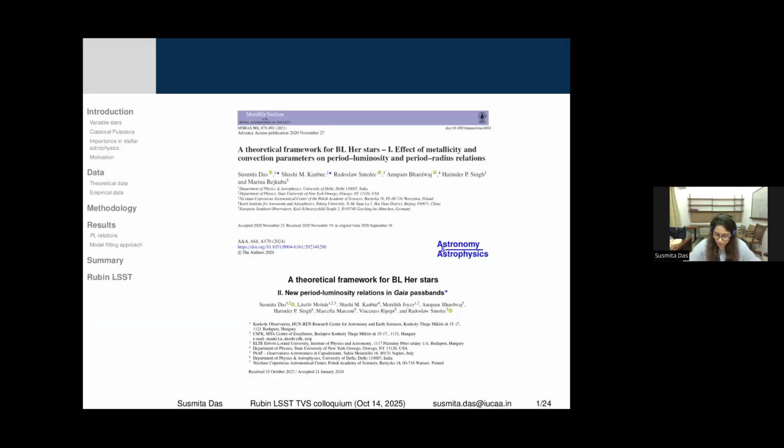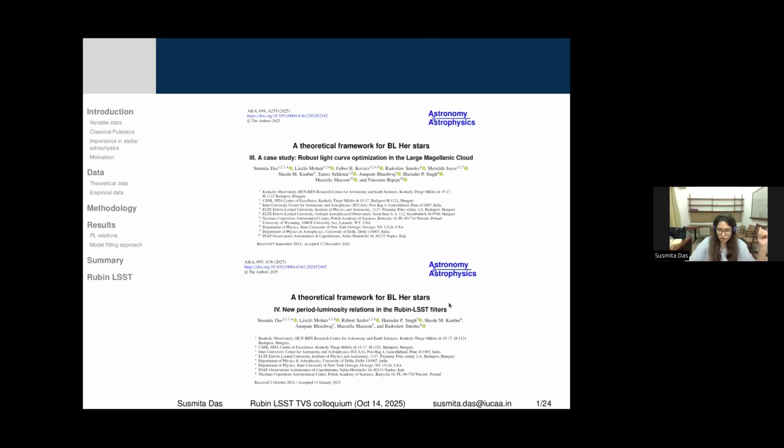So this talk is based on a series of 4 papers that we have published, where we have computed a very fine grid of BL Herculis stars and thereby studied the effect of metallicity and convection parameters on period-luminosity relations. First, we studied the Johnson-Cousins bands, UBVRIJHKLL'M. We extended the study to Gaia passbands, and finally, in our most recent study, we have extended to include period-luminosity relations in the Rubin-LSST filters.